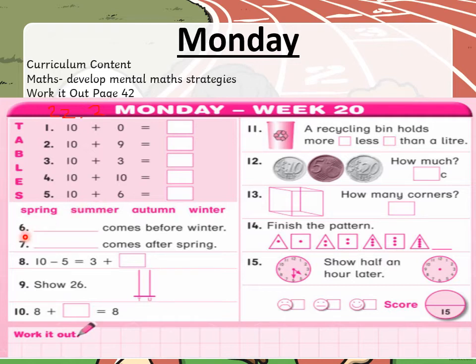Number 6, here you see in pink writing the list of the seasons: spring, summer, autumn, winter. Number 6, comes before winter. So which season comes before winter? Remember, your spellings are all here for you, so don't make any mistakes, please. And there is no capital letter for a season unless it's at the beginning of a sentence. Number 7, comes after spring.